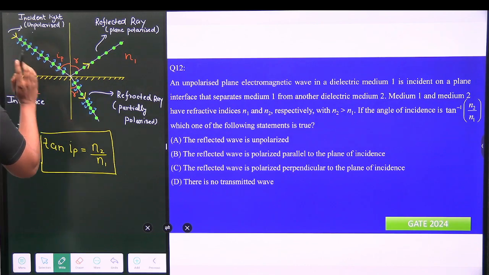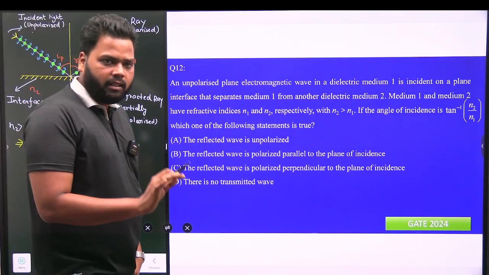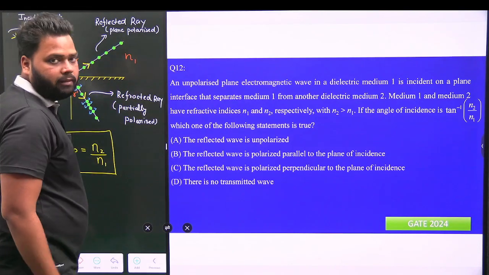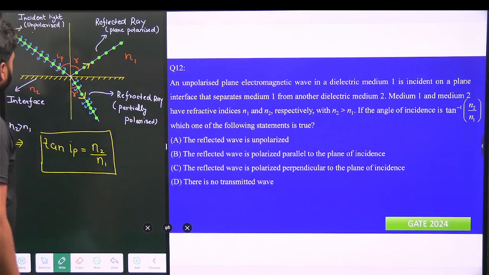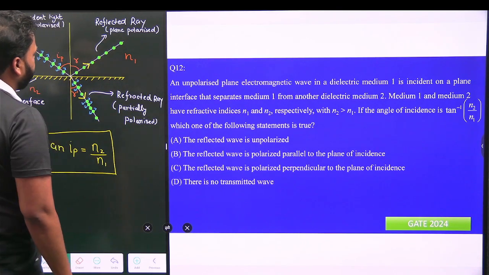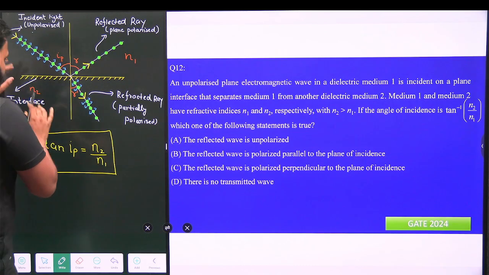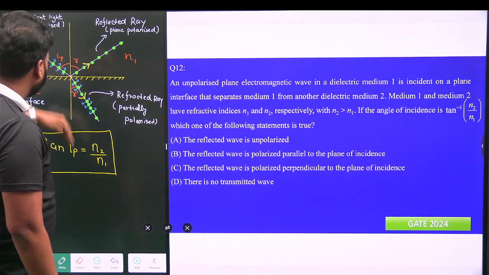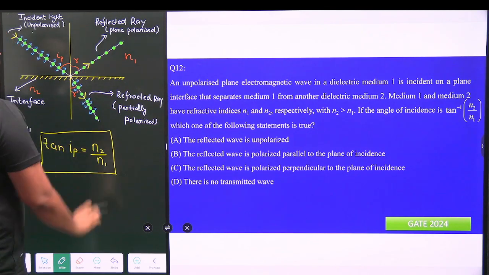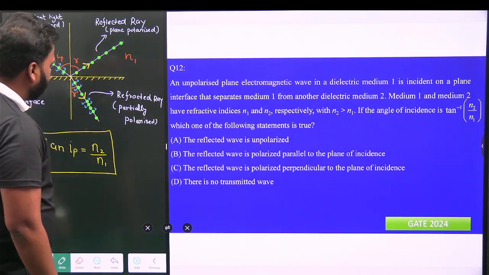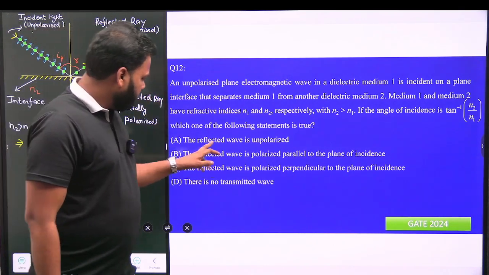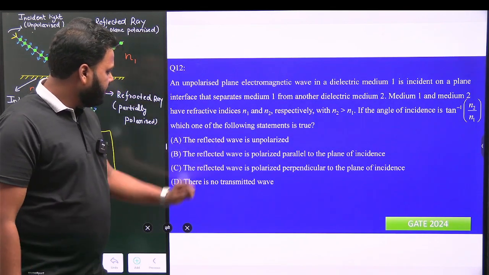The incident light ray is unpolarized and the reflected light ray is plane polarized. The incident light ray is unpolarized and the reflected ray is plane polarized, and the transmitted light is partially polarized. This is a concept from Brewster: if an electromagnetic wave is incident on the interface, then the reflected ray will be plane polarized and the refracted ray will be partially polarized. So far so good. Now they are saying in the option that the reflected wave is unpolarized.